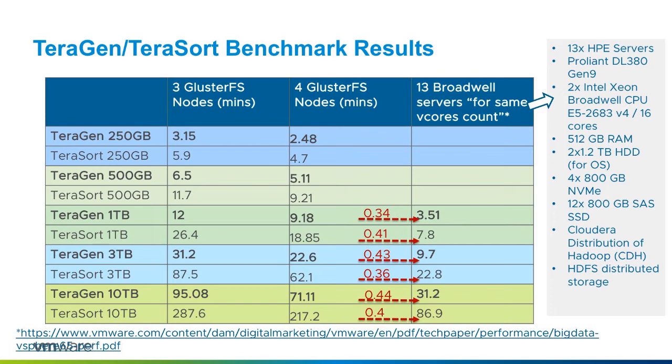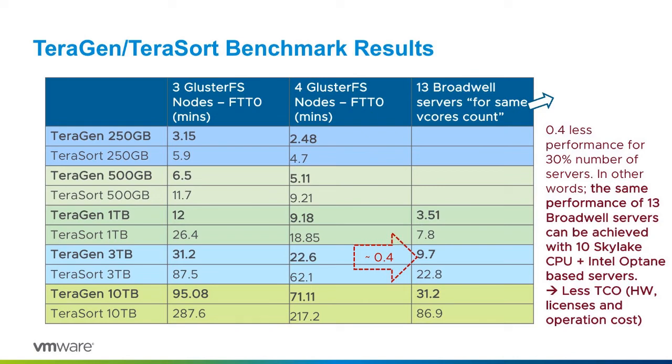So as you can see, we compare the 4-node Gluster file system with the white paper that was published last year by VMware. For the 13 physical machines, there is almost a factor of 0.4. So the consumed time in TeraGen and TeraSort is almost a factor of 0.4. This means that for a factor of 0.4, they consumed 13 physical machines. However, with 4 physical machines, we have consumed 0.4 of this value. This means, in other words, that if you have 10 servers of Purley, Skylake, and Optane, you can achieve the same performance of the 13 servers of the Broadwell-based CPU without Optane, with simple calculation.